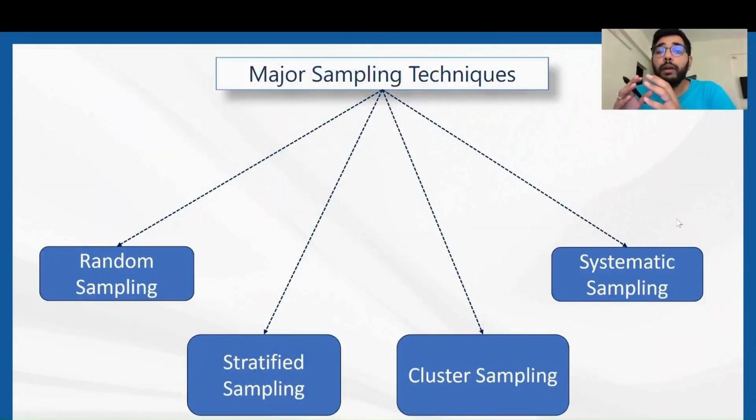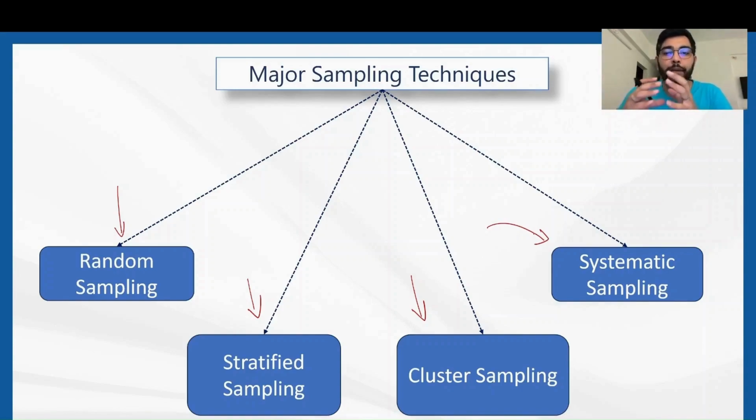Now, coming to what the major sampling techniques are, there are four major sampling techniques, namely random sampling. The second one is stratified sampling. The third one is cluster sampling. The fourth one is systematic sampling. We'll delve into each one of them one by one in depth.